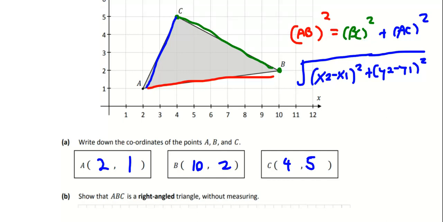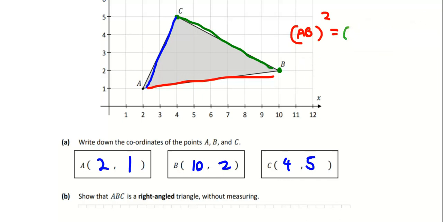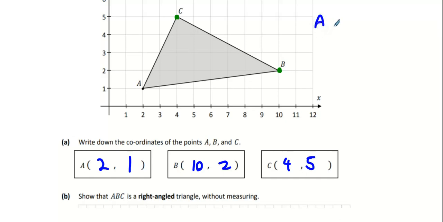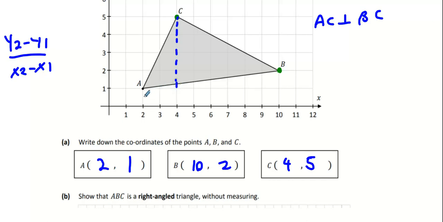But look, I don't want to do it that way because that's a lot of work. So here's what I'm going to do instead. I'm going to use slopes. I'm going to prove that AC is perpendicular to BC. That is my plan. Now the great thing about this is I can do rise over run. I can do the slope formula if you want, which is y2 take away y1 over x2 take away x1. No bother there. I'm just going to use rise over run.